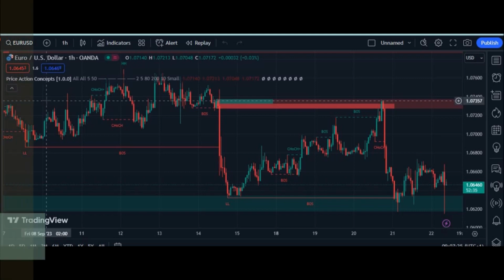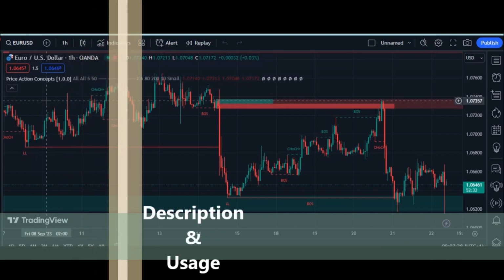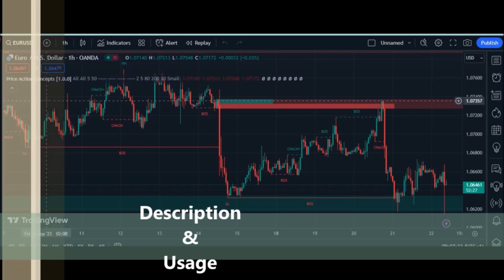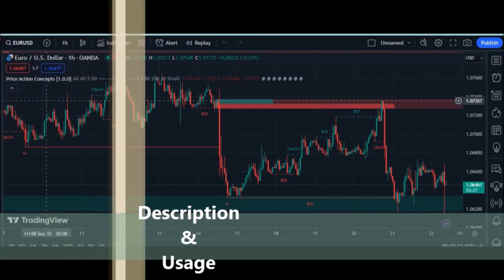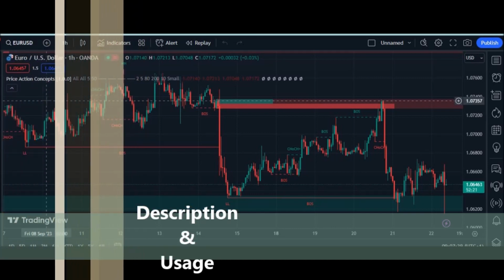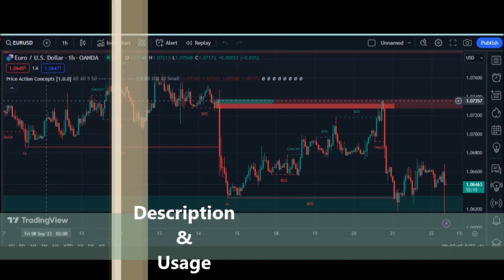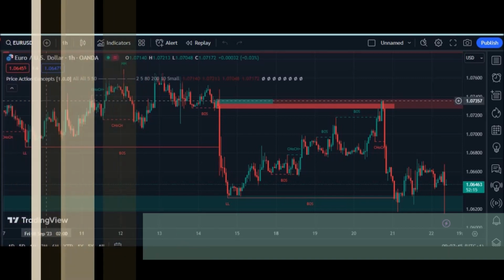Then in my next video, which will be posted after this, I'm going to tell you what I've really noted regarding the price action concept indicator and the smart money concept indicator. So guys, I don't want to prolong this video. I just want us to go directly and understand all these features you can see on my chart over here. So guys, let's do this.